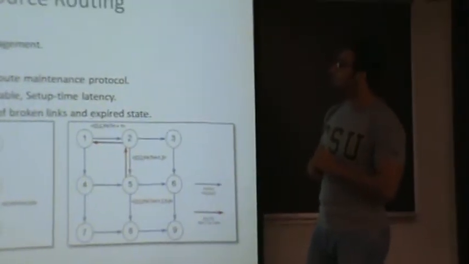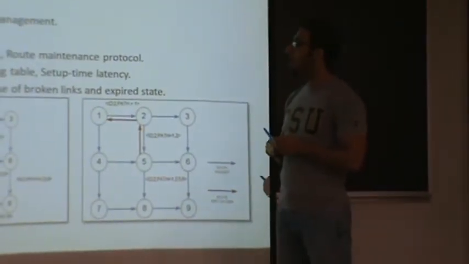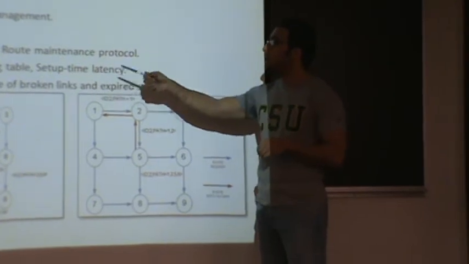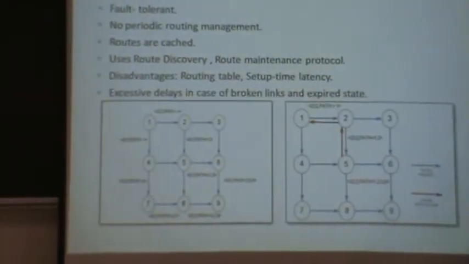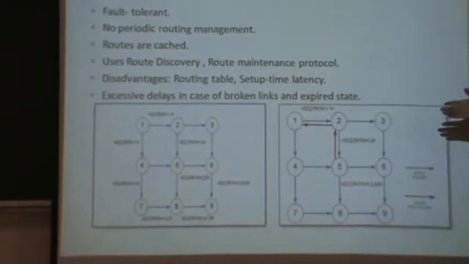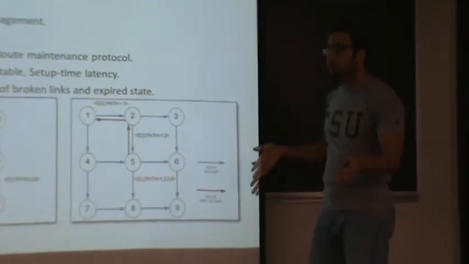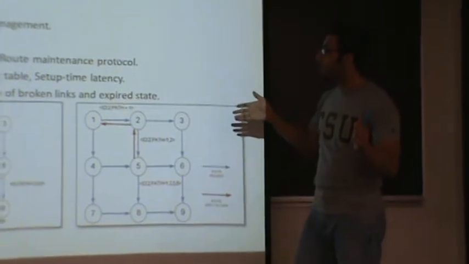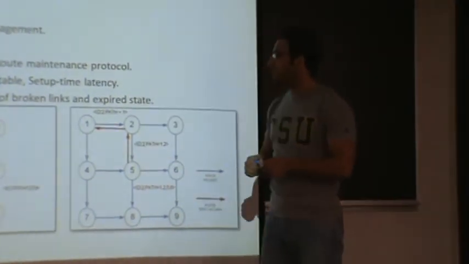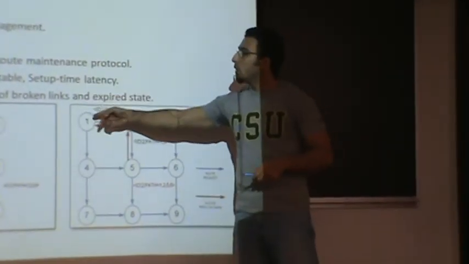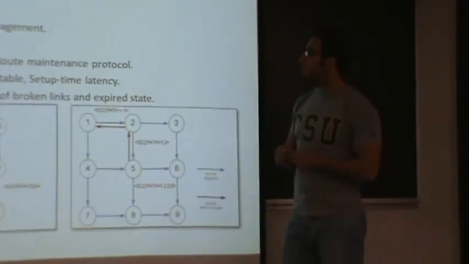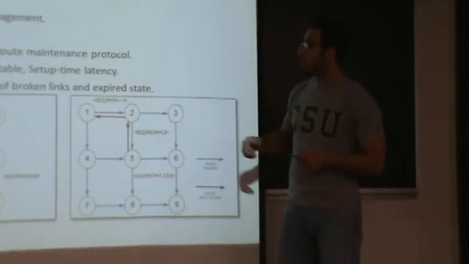Disadvantages of source routing: we have a routing table at each node, and each node will store the full path between itself and any other destination, so these are really huge tables. Also, we have a setup time latency, because we have to use the route discovery protocol to set up a path between a source and a destination.